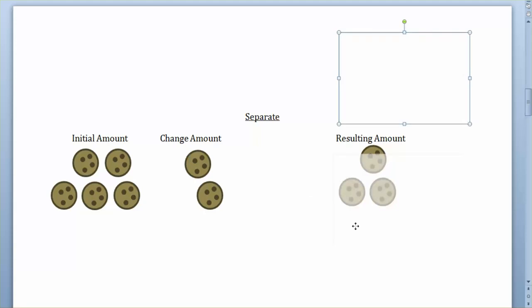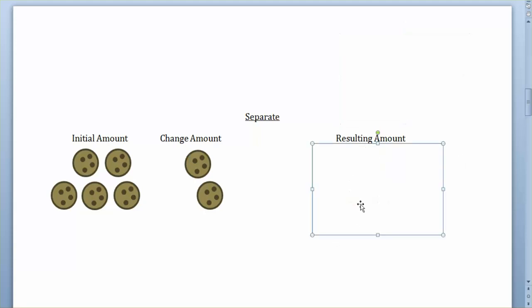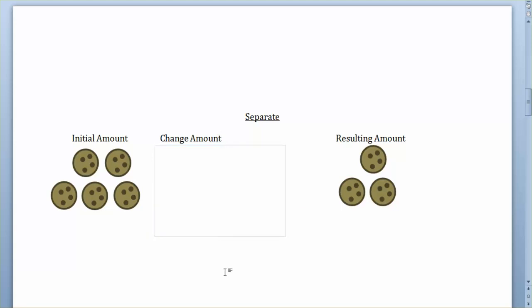If the resulting amount is unknown, then it is subtraction. Dr. Ross had 5 chocolate chip cookies and he ate 2 of them. How many did he end up with? That's subtracting. But we can also talk about separate, where the change is unknown. Dr. Ross had 5 chocolate chip cookies and he ate some of them. He ended up with 3. How many did he eat? Once again, we can use subtraction for that.